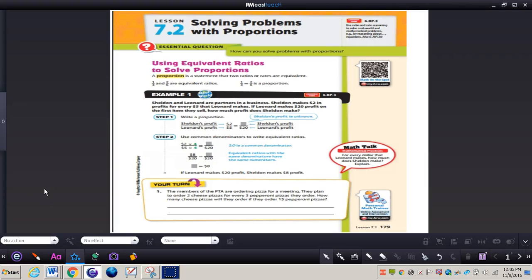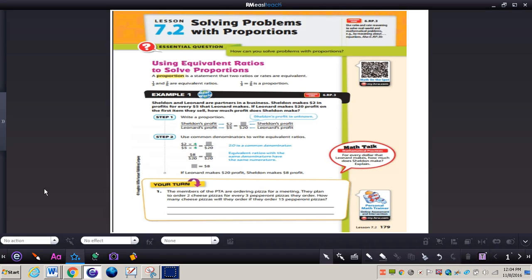In this video, we're going to be taking a look at solving problems with proportions, and you'll need to turn your Go Math book to page 179, get out your math journal, and a pencil. Now, the essential question we'll be looking at today is how can you solve problems with proportions?